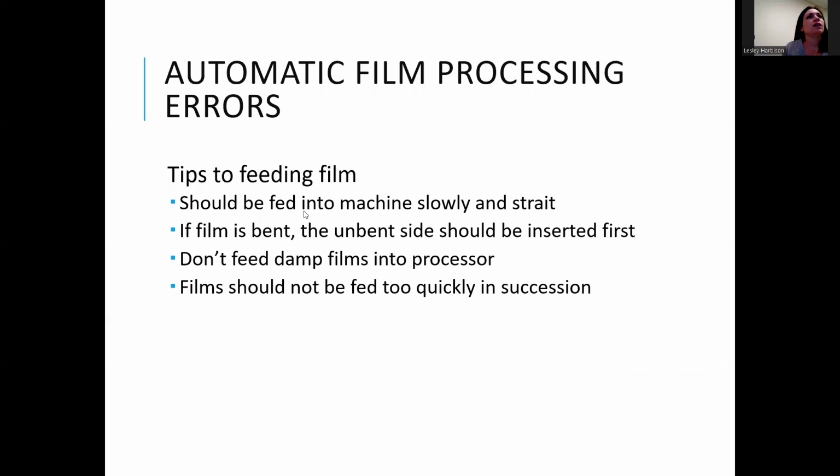Tips for feeding the film: it should be fed into the machine slowly and straight. If the film is bent, the unbent side should be inserted first, so it's less likely to catch on the rollers. Don't feed damp films into the processor. Films should not be fed in too quickly because you don't want them to overlap.